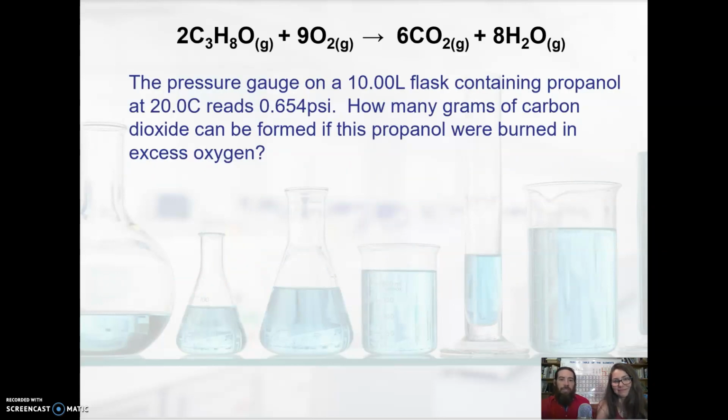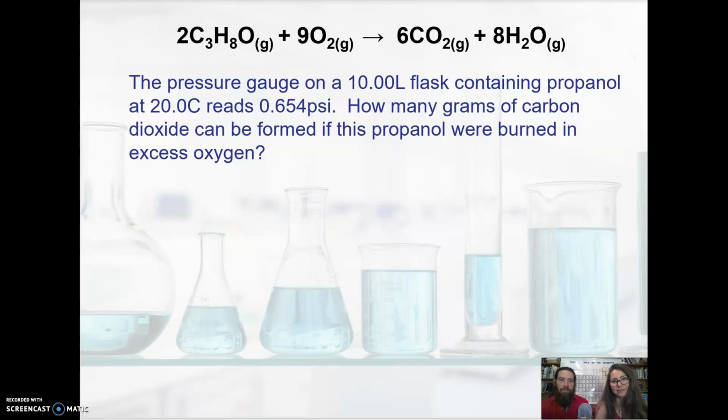So here we have an example. We have a balanced chemical reaction up on top, and we have a 10-liter flask, and a lot of times when I'm doing these questions, I'll kind of pull the data out to the side. I recognize the unit, liters, that's a volume. Propanol, that's our C3H8O. Temperature's at 20 degrees C. We'll have to convert that to Kelvin, and we have a pressure in PSI. We'll have to convert that into atmospheres. So we want to know how many grams of carbon dioxide can be formed. That's the CO2. So we're given information about propanol, and we're going to have to find information about carbon dioxide.